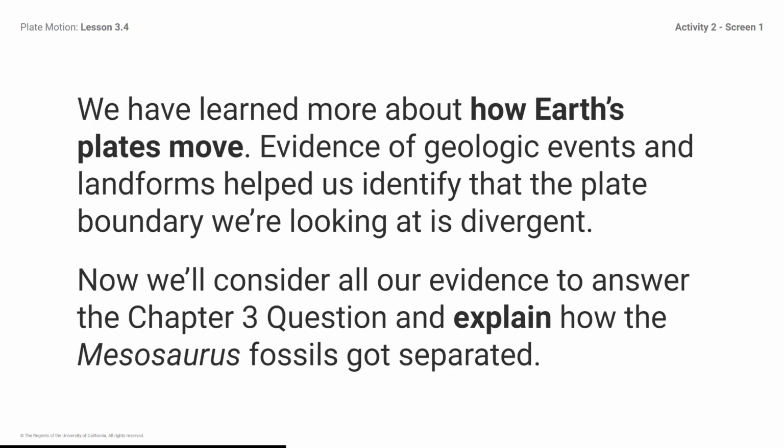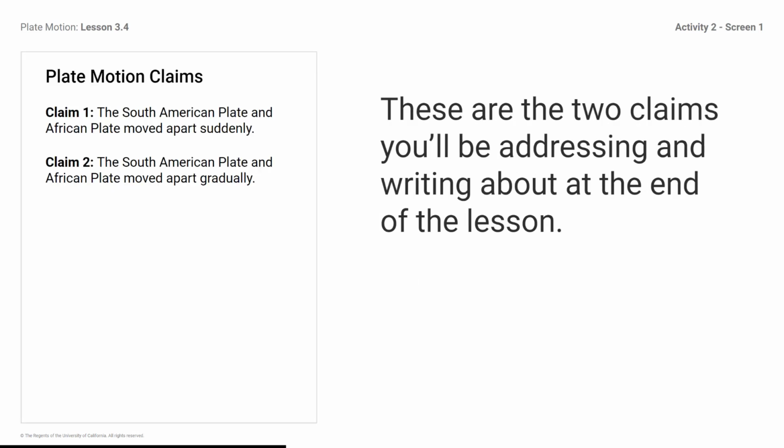We've learned more about how Earth's plates move. Evidence of geologic events and landforms helped us identify that the plate boundary we're looking at is divergent. Now we'll consider all our evidence to answer the Chapter 3 question and explain how the Mesosaurus fossils got separated. We want to be able to advise the Museum of West Namibia on how to explain to museum visitors how the Mesosaurus fossils got separated.